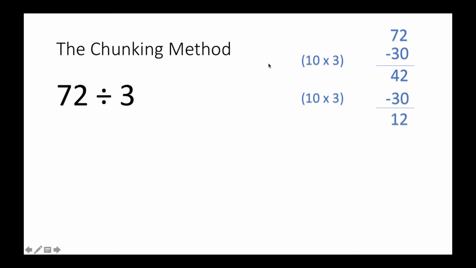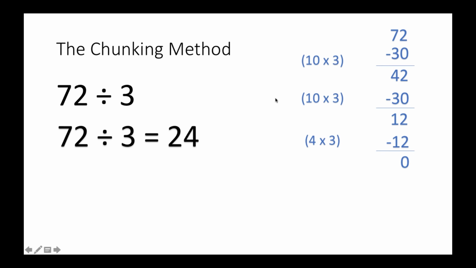Now, the reason I'm doing times by 3, remember, is because it's a 3 here. So now I've got to think how many 3's go into 12. And again, if you know your times tables or your children do, they should know that 4 times 3 is 12. So I take away 12, and that leaves me with 0. So how many 3's have I actually used? I've used 10, 20, 24. 72 divided by 3 is 24.